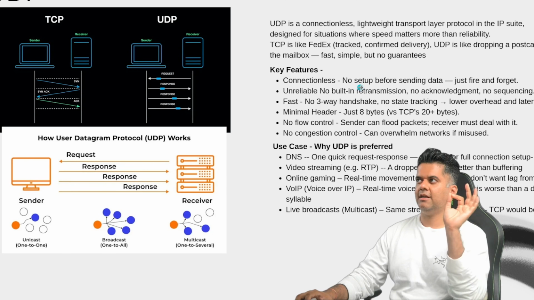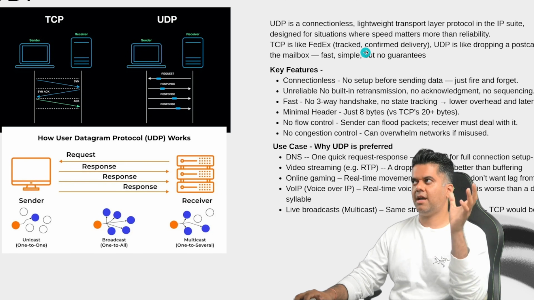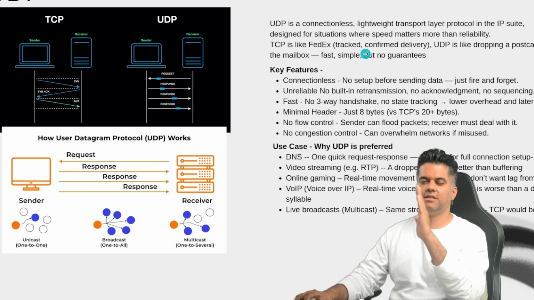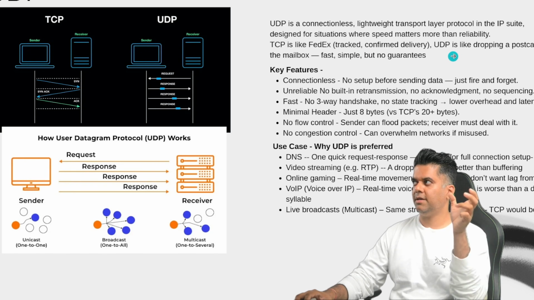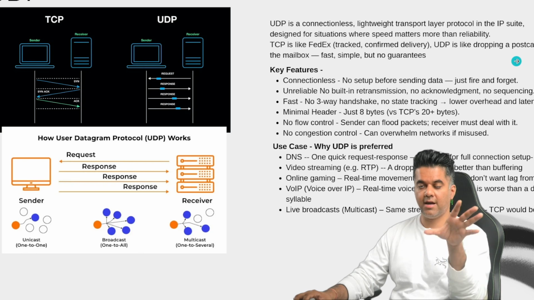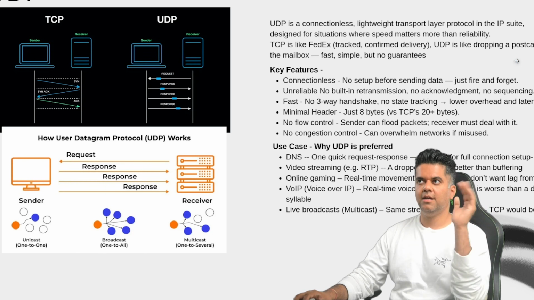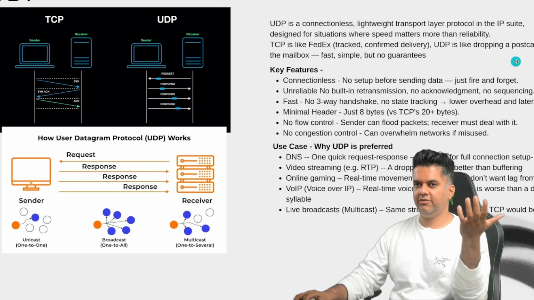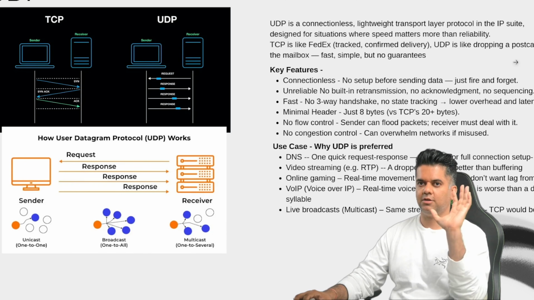So TCP is like FedEx, right? Every single package is getting tracked, confirmed delivery. The order of the packages is also important. Whereas UDP is like dropping a postcard in the mailbox. It's just fast, simple. There are no guarantees. You just put the packets there, and you don't know if the receiver will receive those packets, but at least you've sent them. That's all it's about.